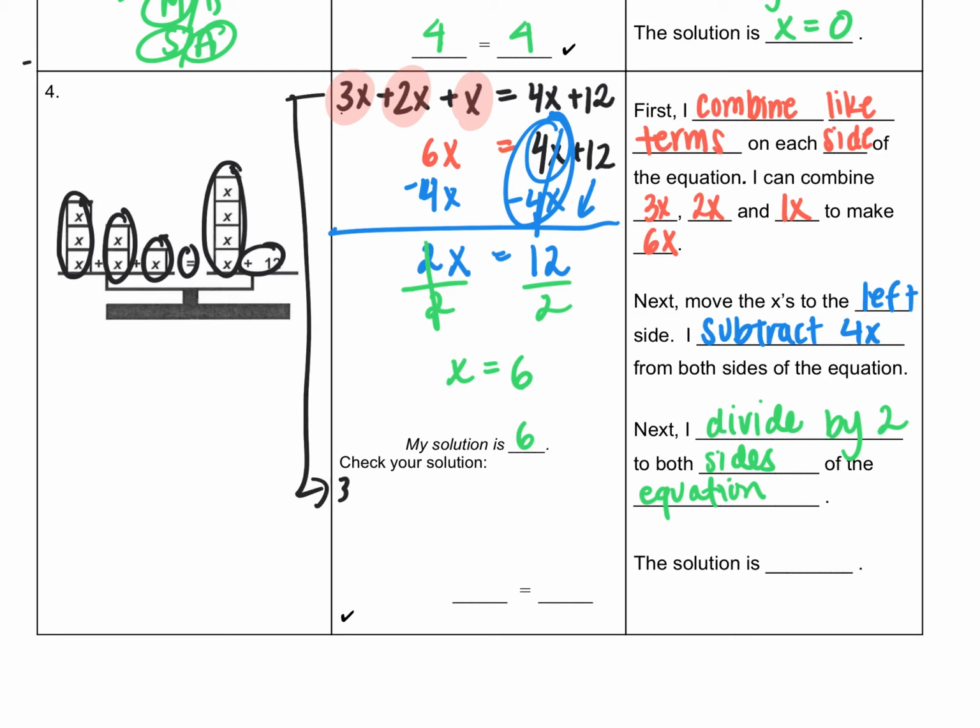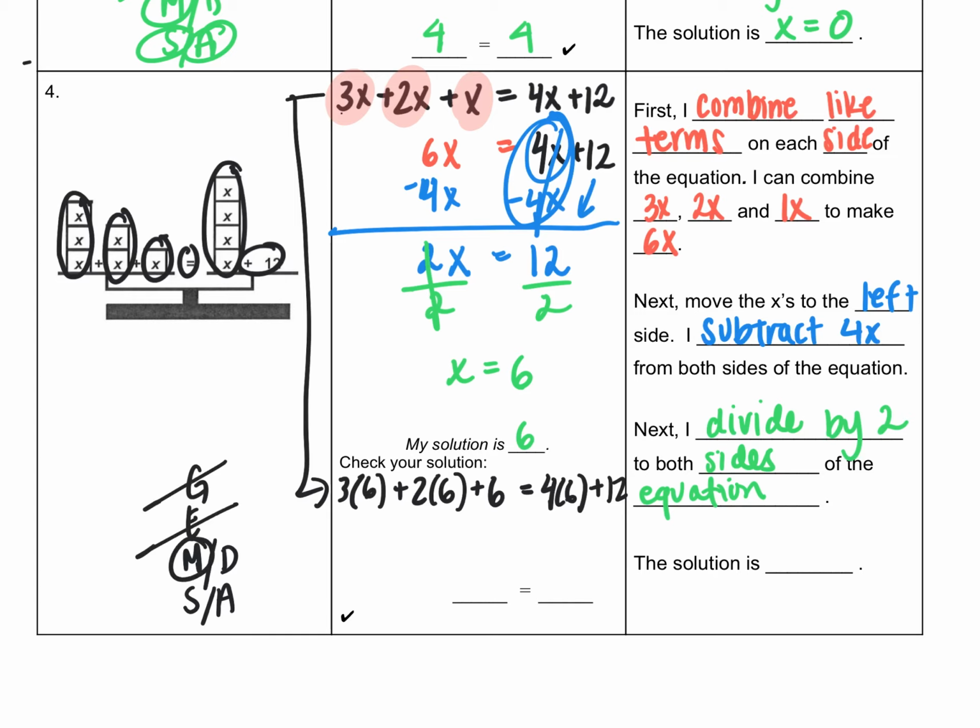So I'm going to write 3 times x, but 3 times 6, plus 2 times x, or 2 times 6, plus x, but plus 6, equals 4x, 4 times 6, plus 12. And following order of operations again, no grouping, no exponents, but there is a multiplication. 3 times 6 is 18. 2 times 6 is 12. 4 times 6 is 24.